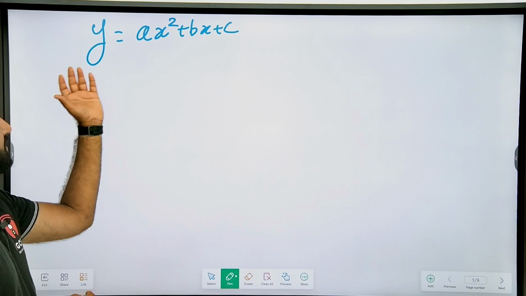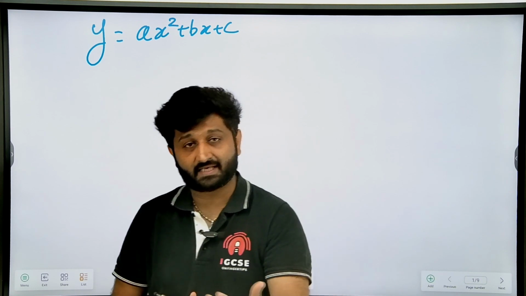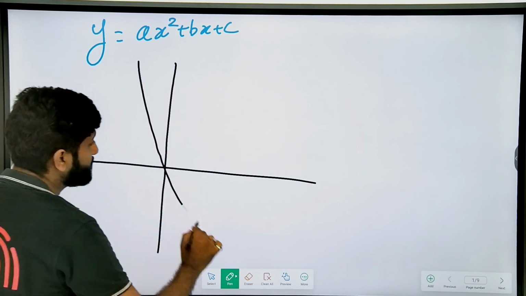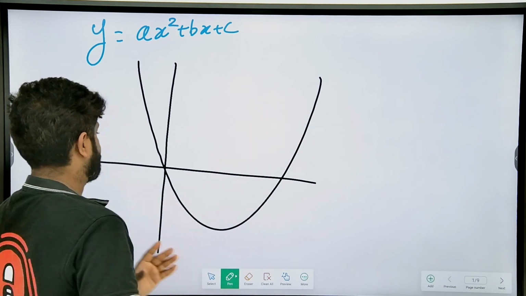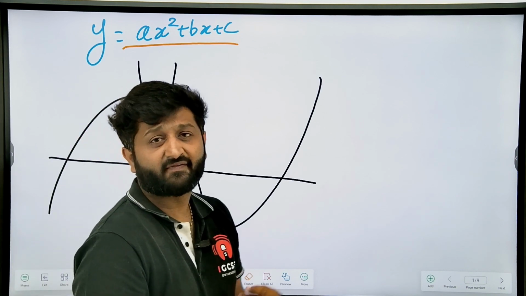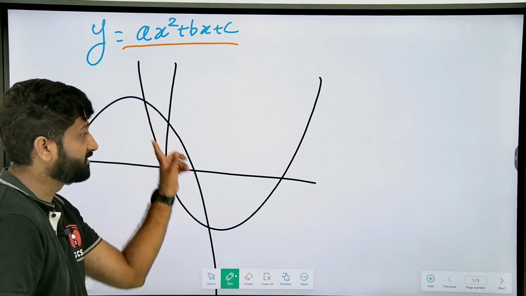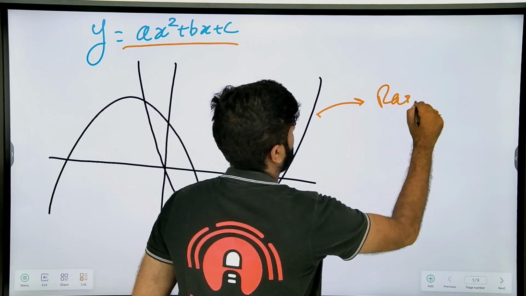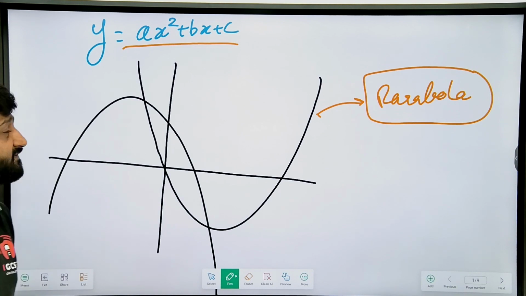Now, let's say an equation which is in the form of ax square plus bx plus c. Even if you draw these kinds of curves, this is going to form a U-shaped curve, a parabola. A quadratic curve, which is in the form of ax square plus bx plus c, has a general shape of a U-shaped curve, right? This U-shaped curve, guys, is called a parabola.